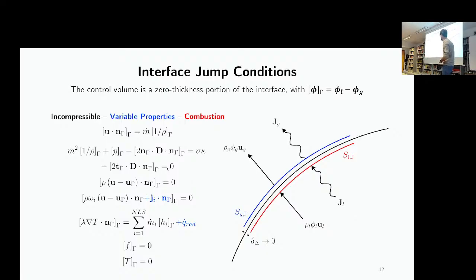The pressure jump is a function of the surface tension and the recoil pressure, which is actually negligible most of the time in these systems. We have continuity of mass, species, enthalpy. And this set of jump conditions is closed assuming a vapor-liquid equilibrium at the interface, which translates into the continuity of fugacity and temperature across the interface.